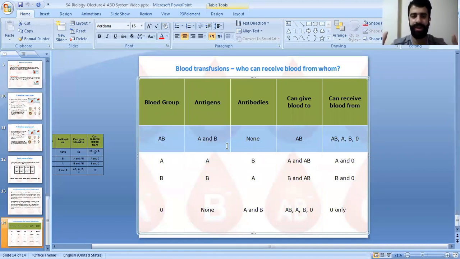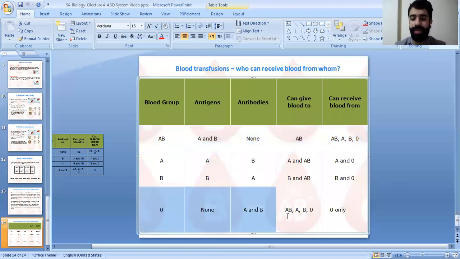AB is the miser. It takes from everyone but gives only to those like it. So I can get blood from AB, from A, from B, from O, but I can't donate unless to the same blood group, which is AB.